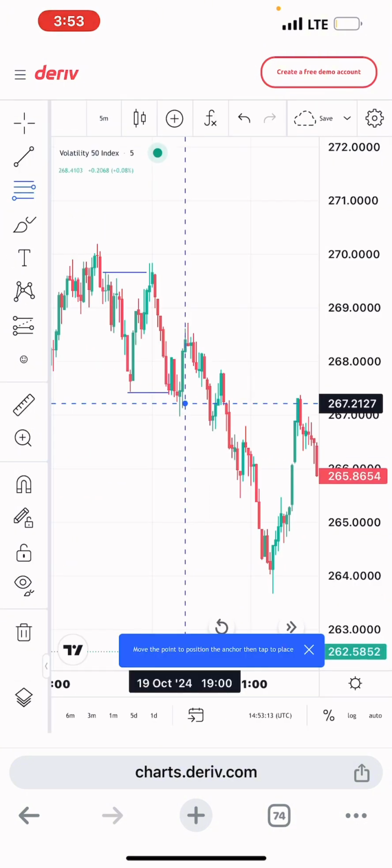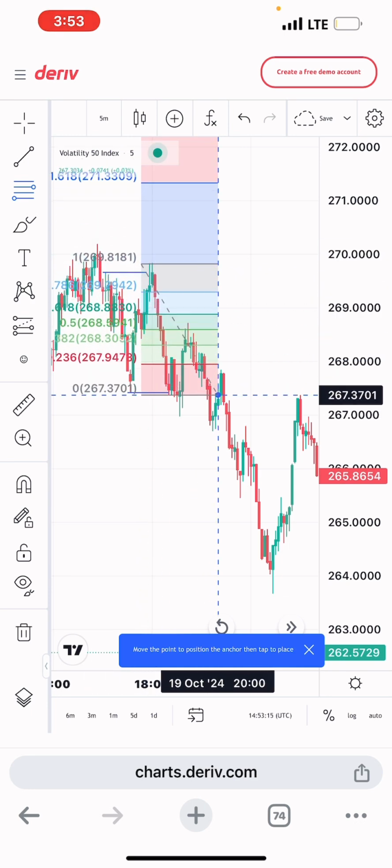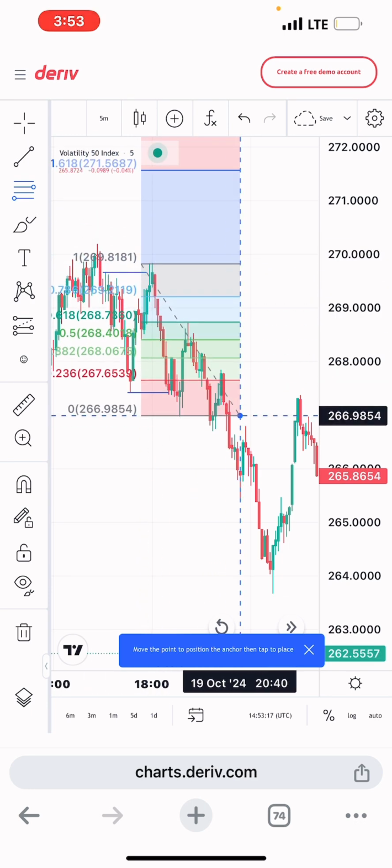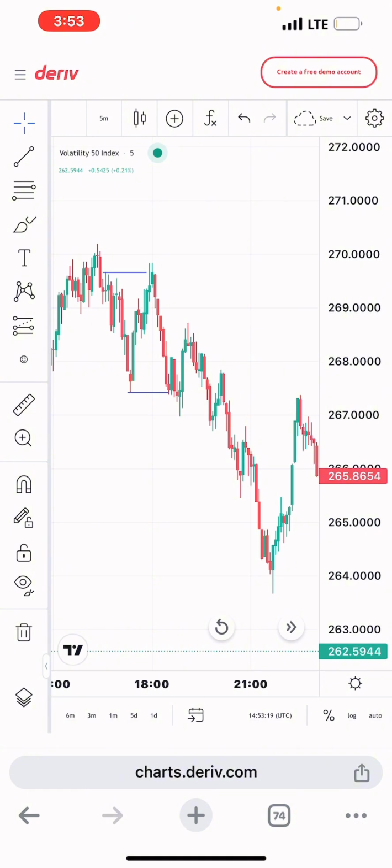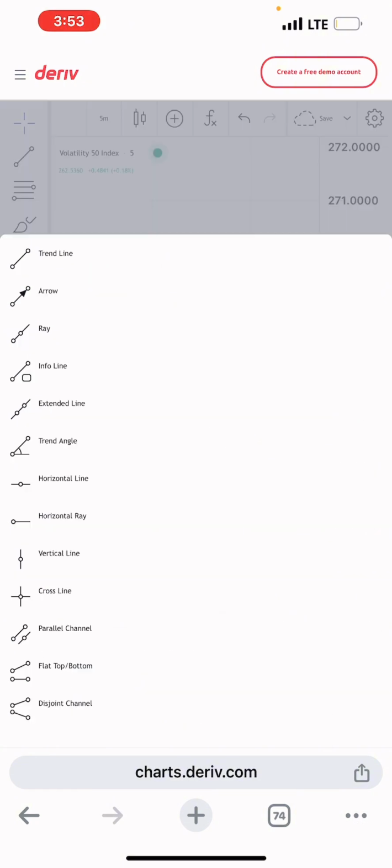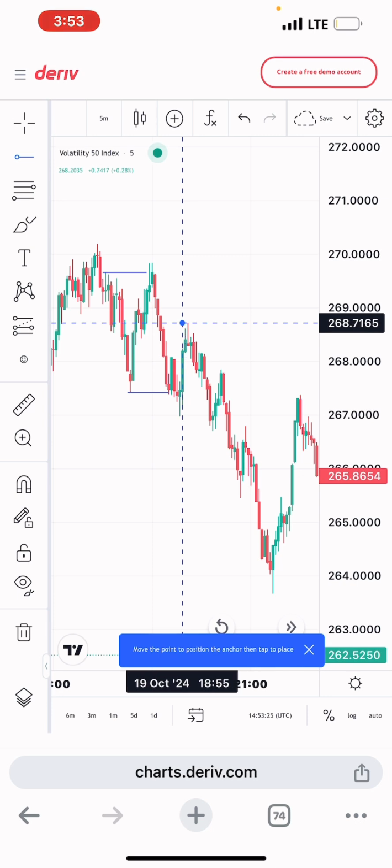So you pick your Fibonacci retracement from the swing high to the swing low. You see that area, that's up to 50%. So that becomes your structural liquidity. All right, that becomes your structural liquidity. You just mark it out.